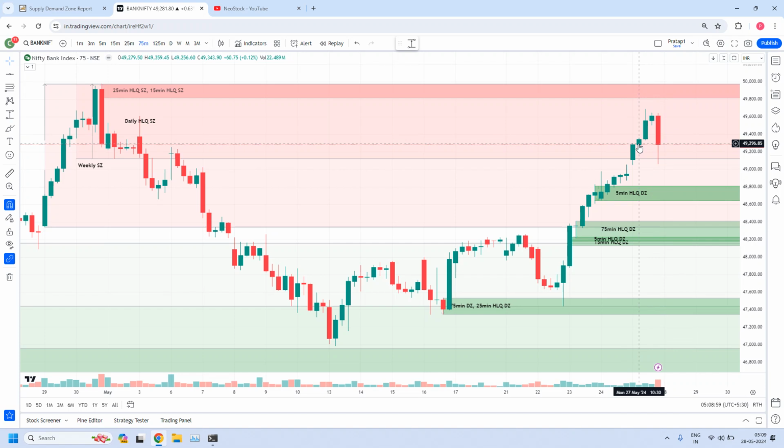See how institutions played a trick here. First they created a demand and then they created a new supply. They completely destroyed this demand zone. All the order flow has been consumed.